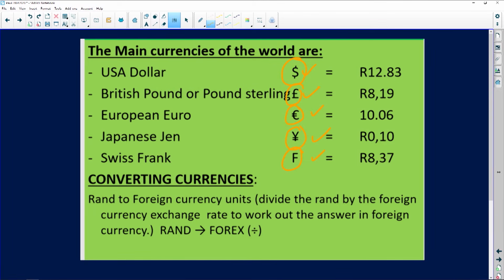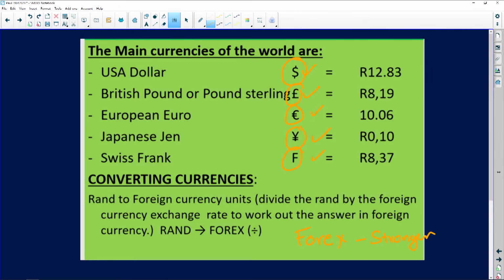Converting currencies. You need to understand when you convert currencies that one of the currencies will be the forex. Now, forex will always be the stronger currency of the two. That is something you need to remember. The weaker currency will obviously be the other currency you're working with. So, we in South Africa, we work with rands. So, we're normally going to convert rands to forex or forex to rands.